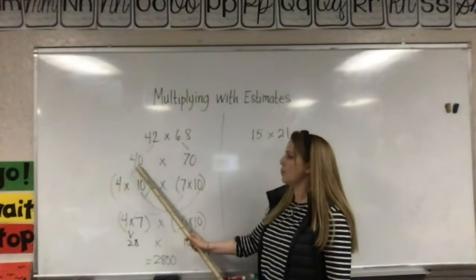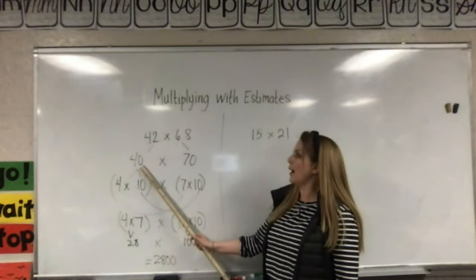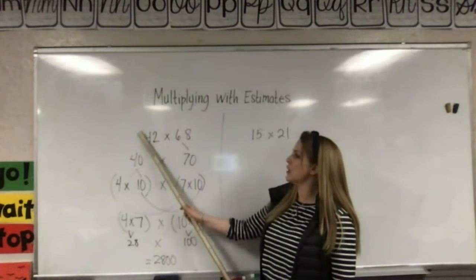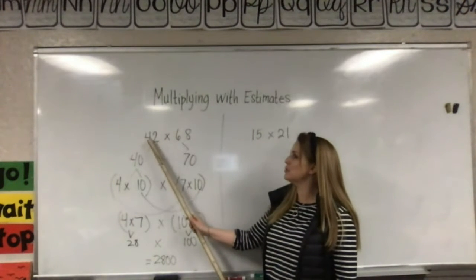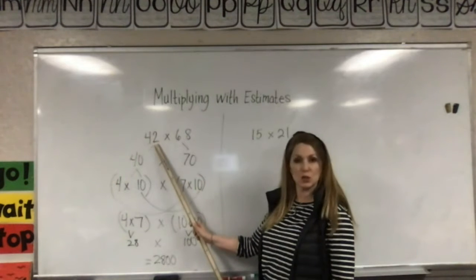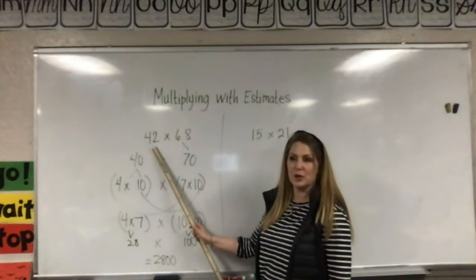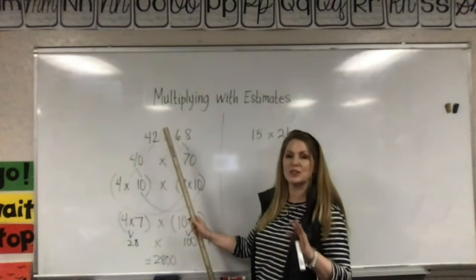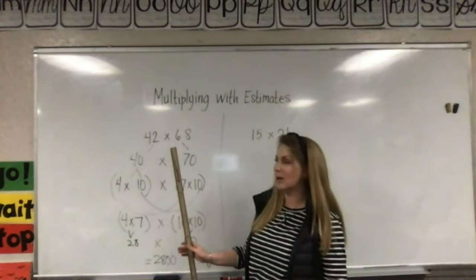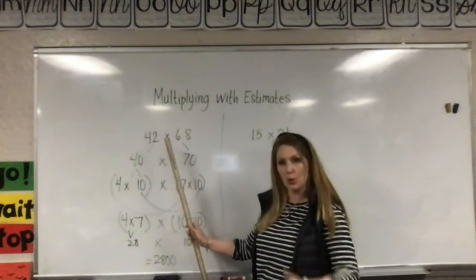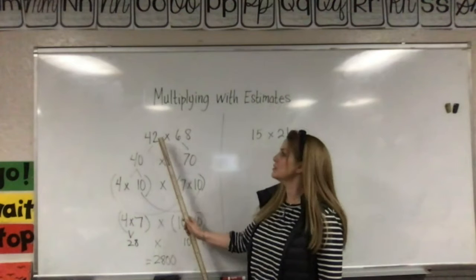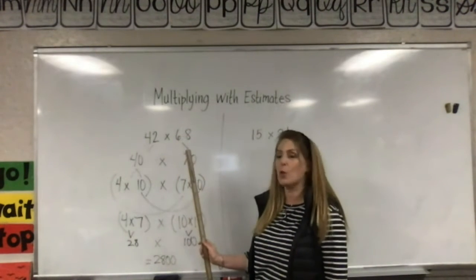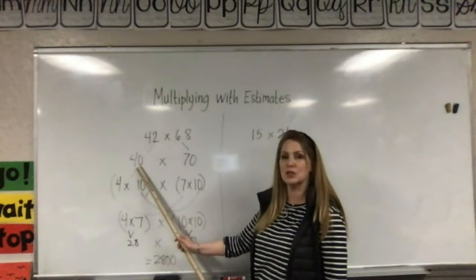42 will become 40. Why? Because we are rounding to the largest place value, which is the tens. So we look next door, right? If there's less than 5, we let it rest. If there's 5 or more, we raise the score. So since it's a 2, we let it rest. It's going to stay at 40. And our answer there is 40.